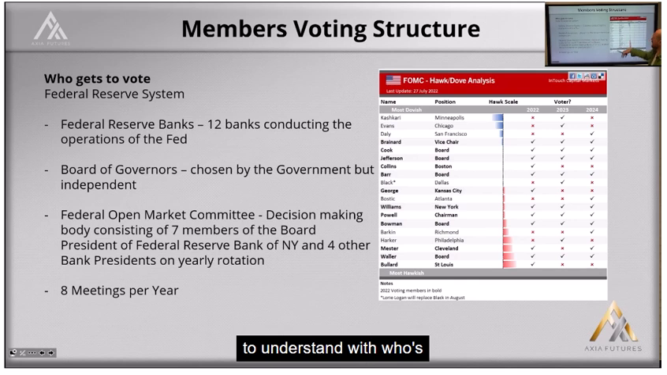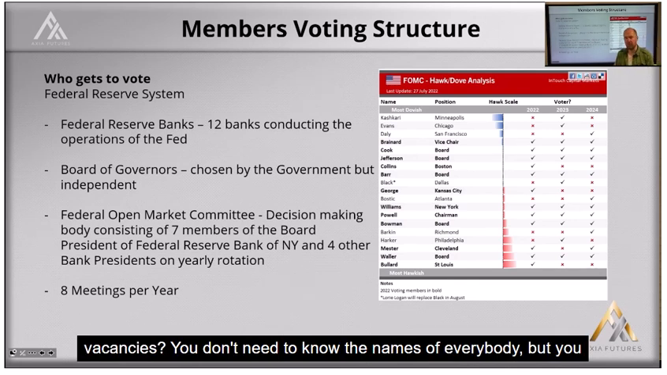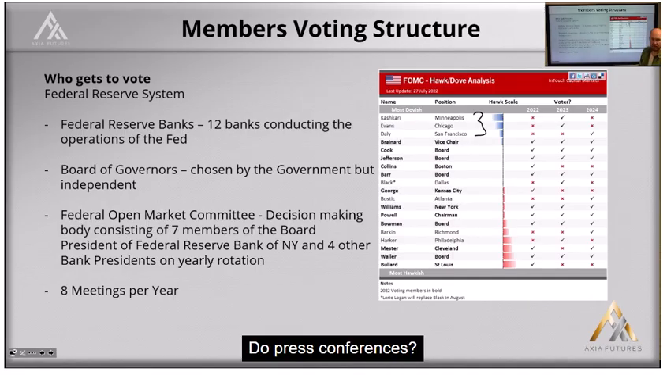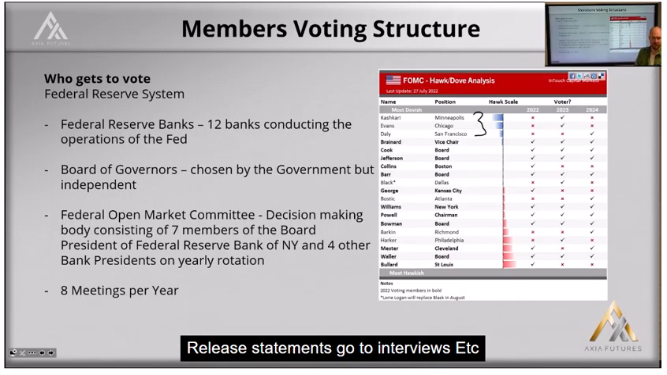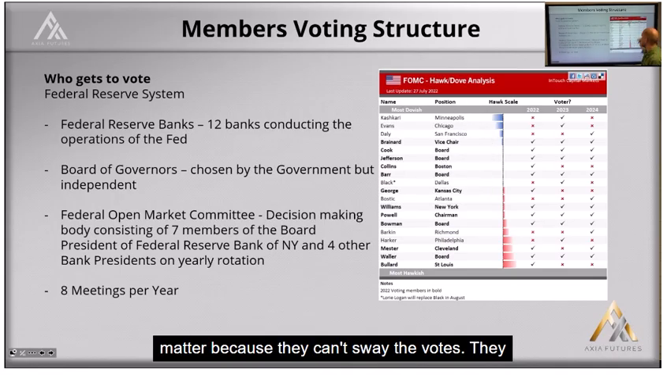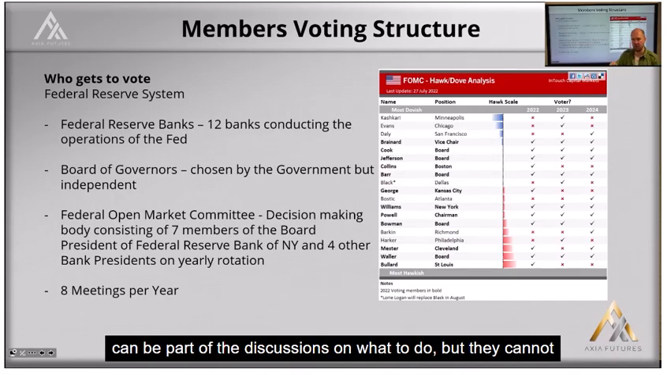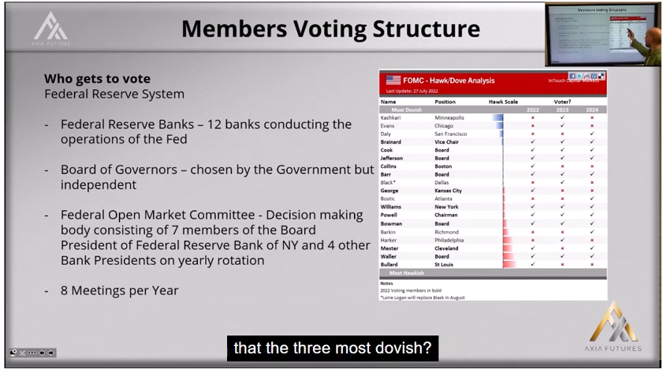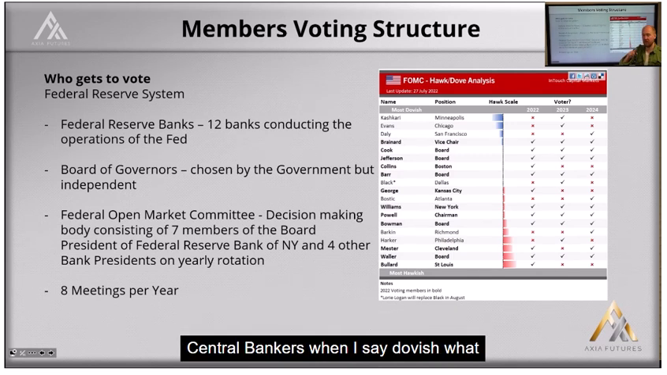What's important to understand with who's making the decision, you don't need to know the names of everybody, but you need to know who is a voter. Because whilst these people can do press conferences, release statements, go to interviews, etc., voice their opinion on policy, if they're not a voter in that current year, it doesn't really matter because they can't sway the votes. They can be part of the discussions on what to do, but they cannot actually have a say in what really will happen. So, what's very important in this example is that the 3 most dovish central bankers, when I say dovish, what I mean is the 3 who are most inclined to allow inflation to run hot, to not be keen on a rate hike, are not voters.